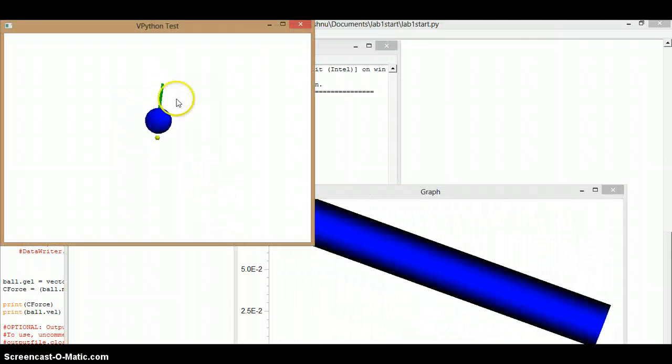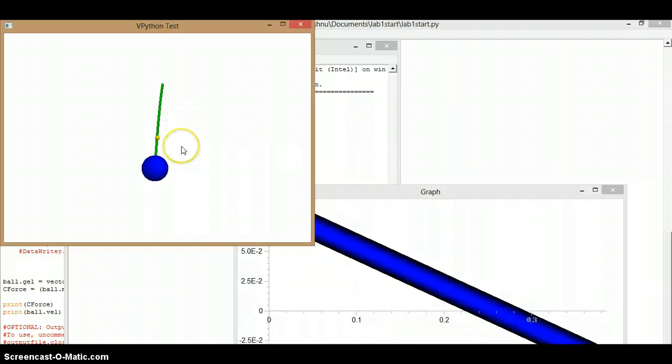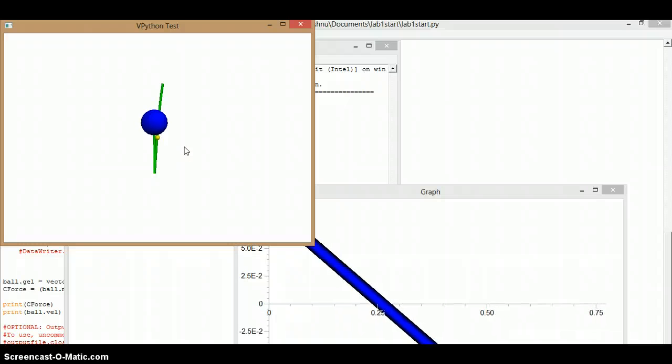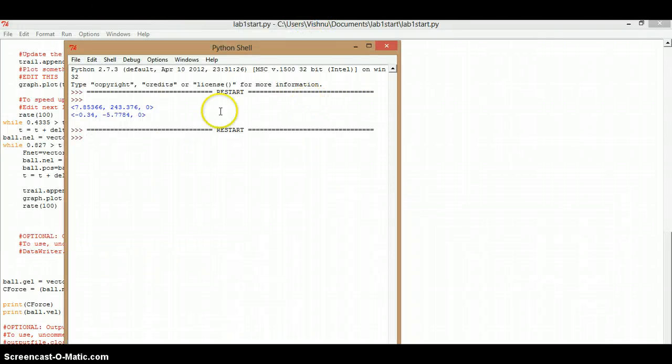You'll notice that the ball drops from his hand, speeds up, and bounces back, right as actually happened in the video. Now we'll look at the actual contact force. We will notice that the contact force in the y direction is 243 newtons, which is quite a bit, but given the tiny amount of time that the ball actually comes in contact with a surface, it makes sense.